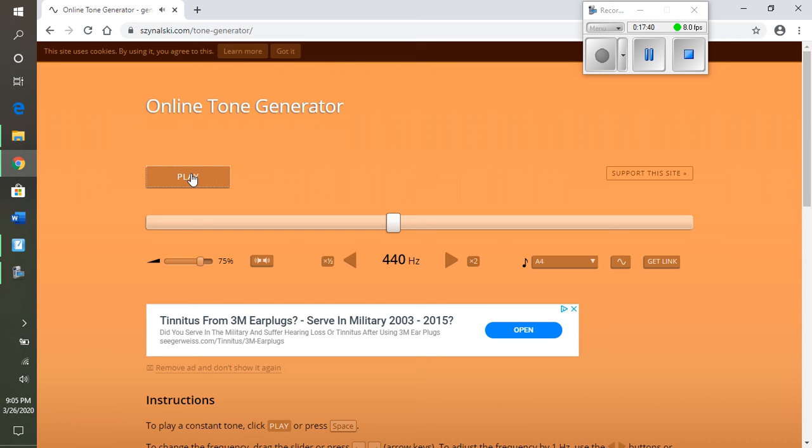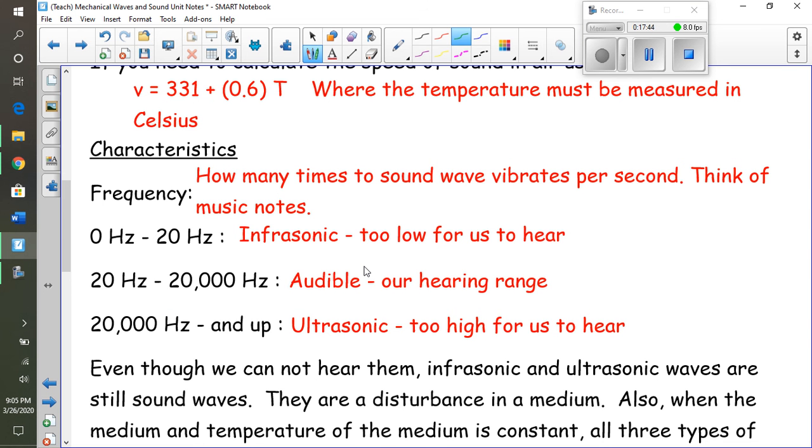So we have a couple of ideas here: frequency versus pitch. Pitch is subjective. It's how high or low the note is. Frequency is how we measure that, and we measure it in hertz. There are three different buckets, if you will. We have infrasonic, which is 0 to 20 hertz. That's too low for us to hear. Some whales and elephants will talk to each other in these low hertz. We can't hear that. 20 to 20,000 hertz is our audible range.